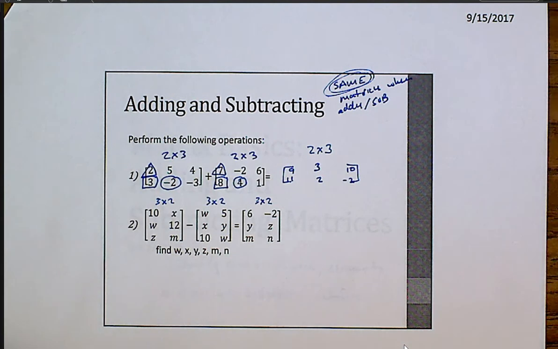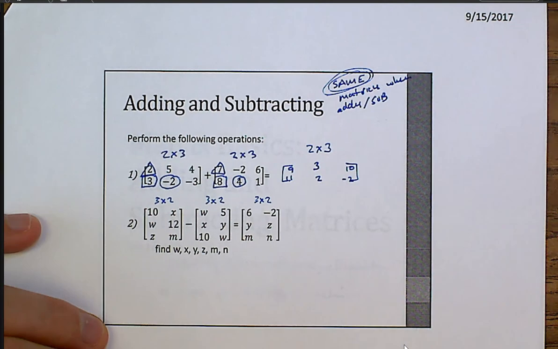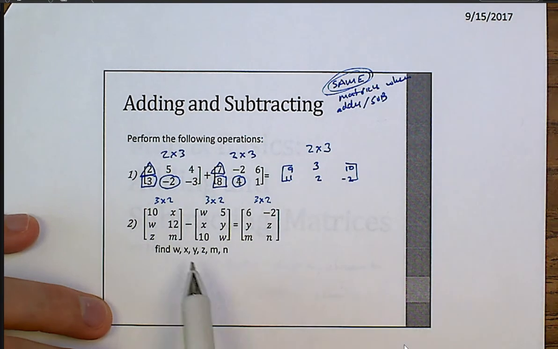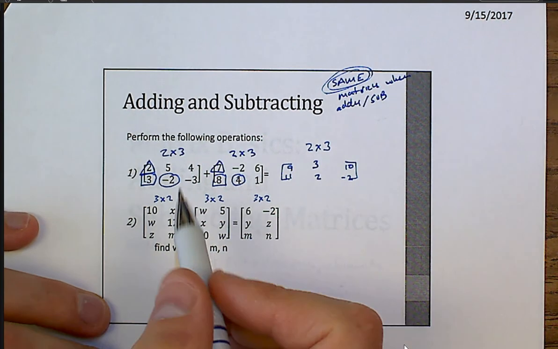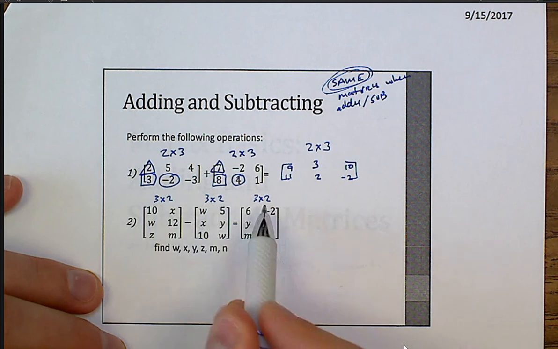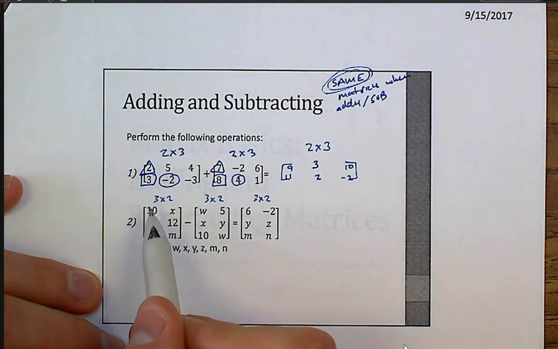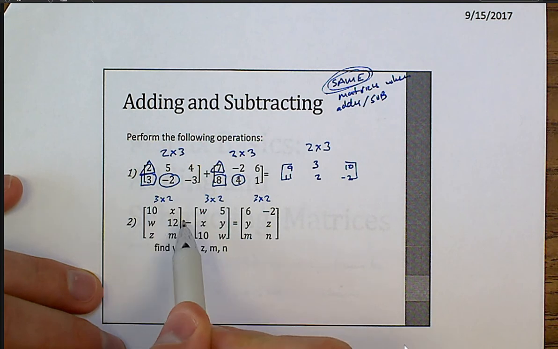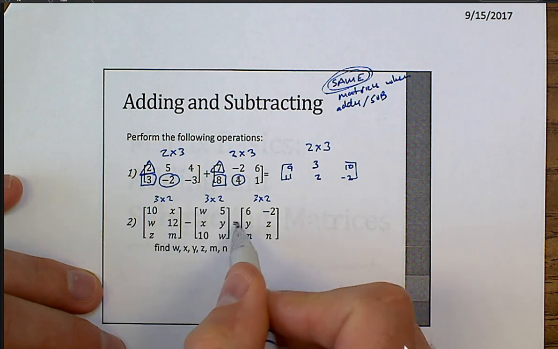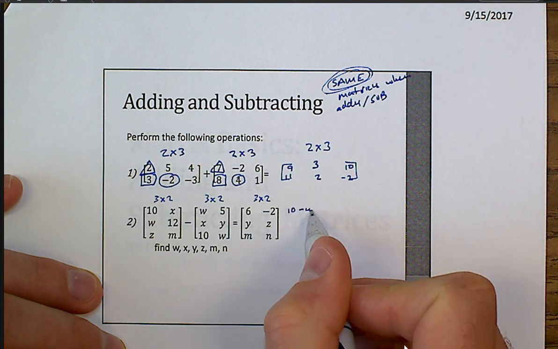Now, number 2 looks a little bit challenging, but I think you'll pick up on it fairly quickly. You have to find W, X, Y, Z, M, and N. So, using that same logic I just used up here, let me just double check 3 by 2, 3 by 2, 3 by 2. Okay, I'm good to go forward then. And then we're matching up our elements in each matrix. So 10 minus W equals 6. And we just write it out like that.